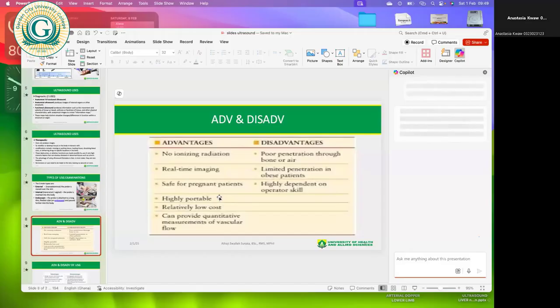Poor penetration through bones and air. Because ultrasound is a wave, it has its own limitations in terms of transmitting and transportation. When you have fluid structures, like air, because air moves in all directions, it attenuates the sound when it is produced.